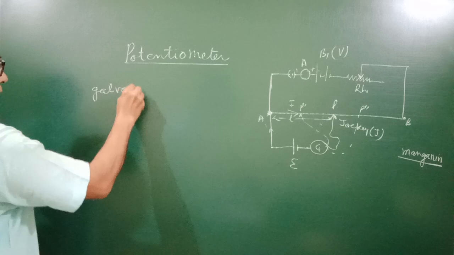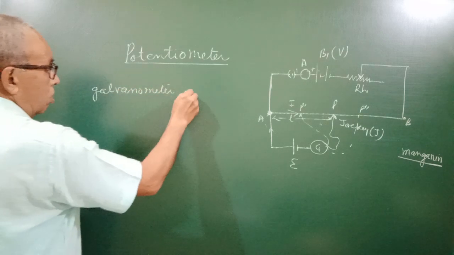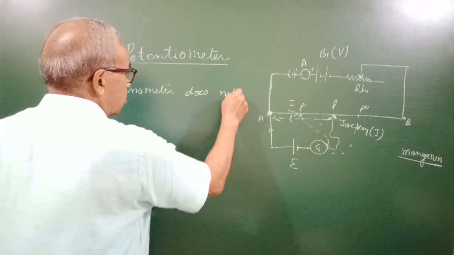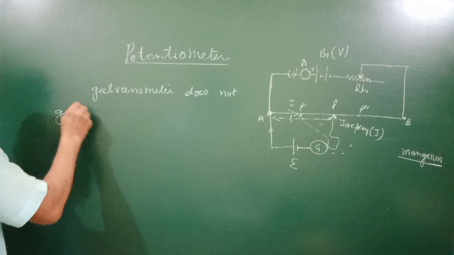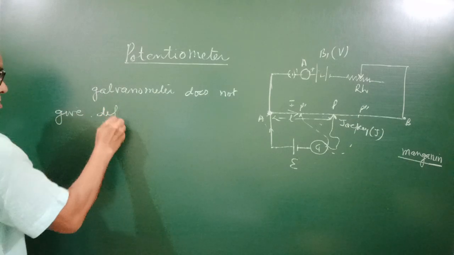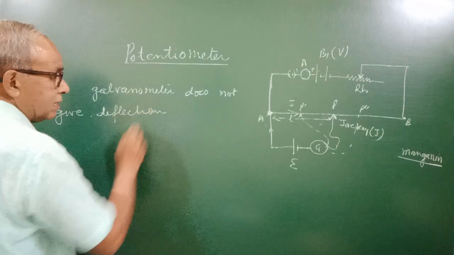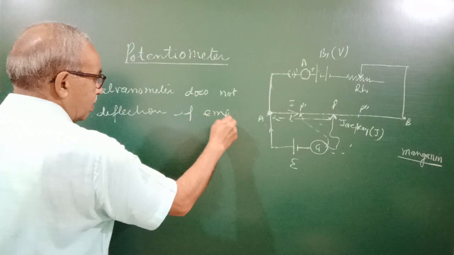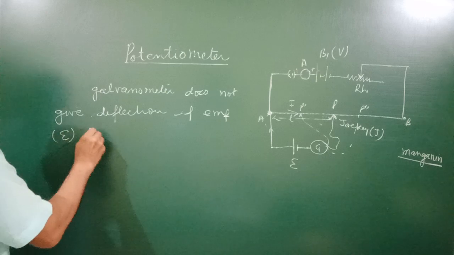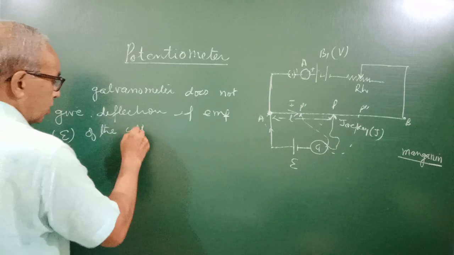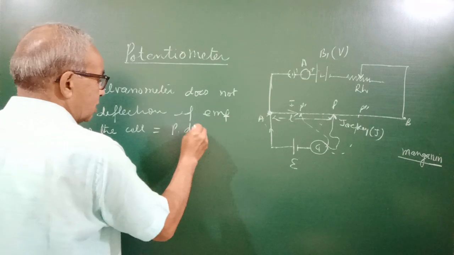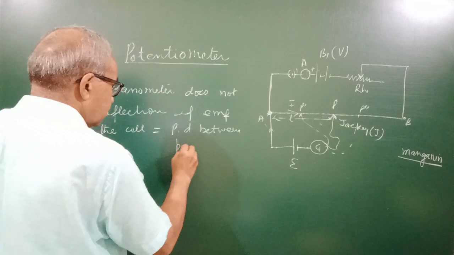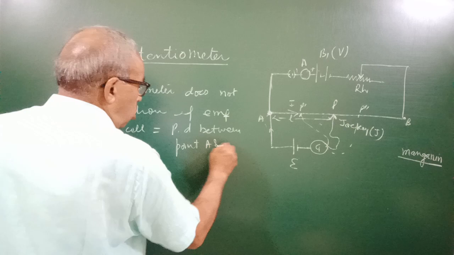The galvanometer does not give deflection if the EMF E of the cell is equal to the potential difference between points A and B.